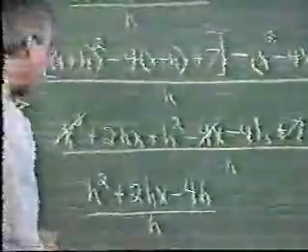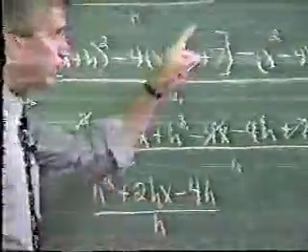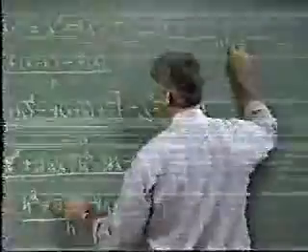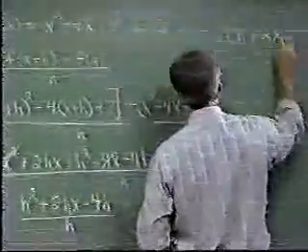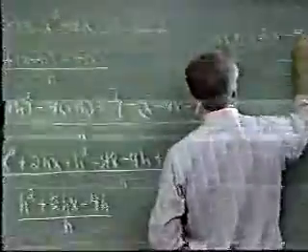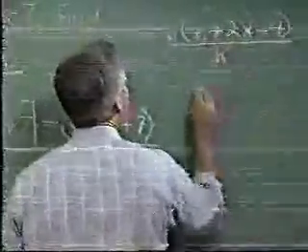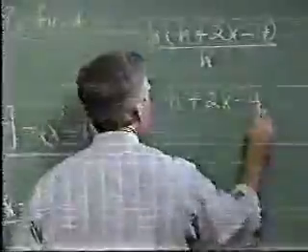Now, I can get a cancellation if I factor the h out of that numerator. Let's go up here and do that. I pull the h out of that numerator, and I've got h plus 2x minus 4, pulling the h out of each term, you see. And all of this is over h. The h is canceled here, and I've got h plus 2x minus 4.